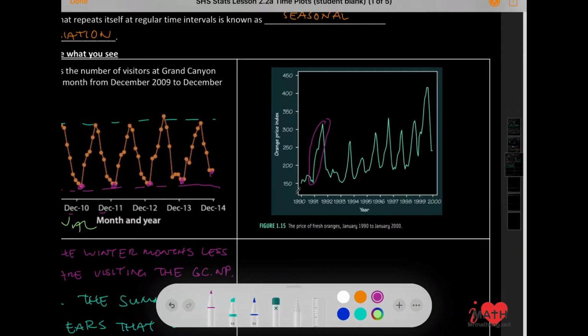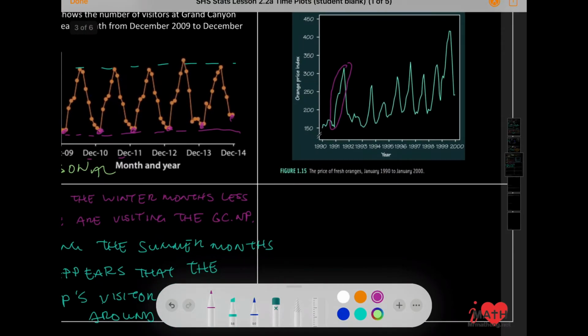You already see the regular rise. So if you didn't know, it's okay. Oranges, let's use orange. There's definitely strong seasonal, like it's a regular pattern, right? Strong seasonal variation.